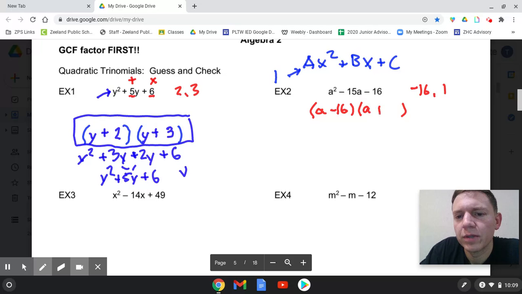Plus 1, okay, positive 1. So a minus 16, a plus 1, is -16 plus 1, -15? It is, okay? And they multiply to -16, so this should work out.